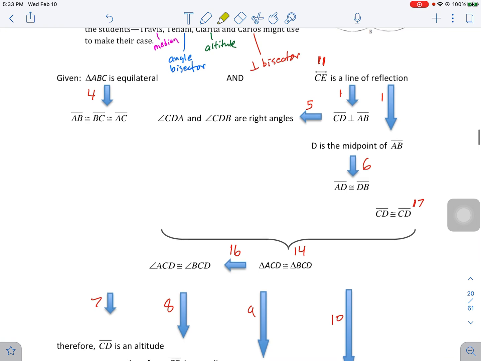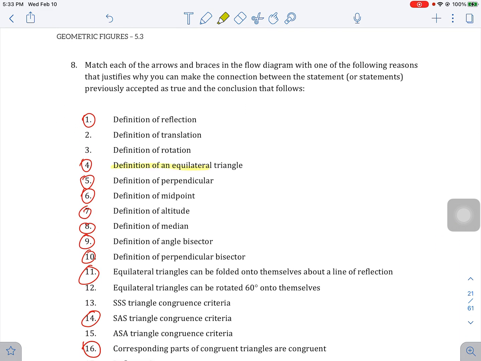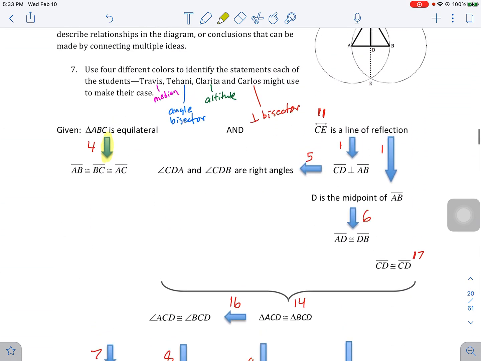So, the first one I want to look at is right here. If you have an equilateral triangle ABC, then you have three congruent sides, and that is based on the definition of an equilateral triangle. It has three congruent sides.